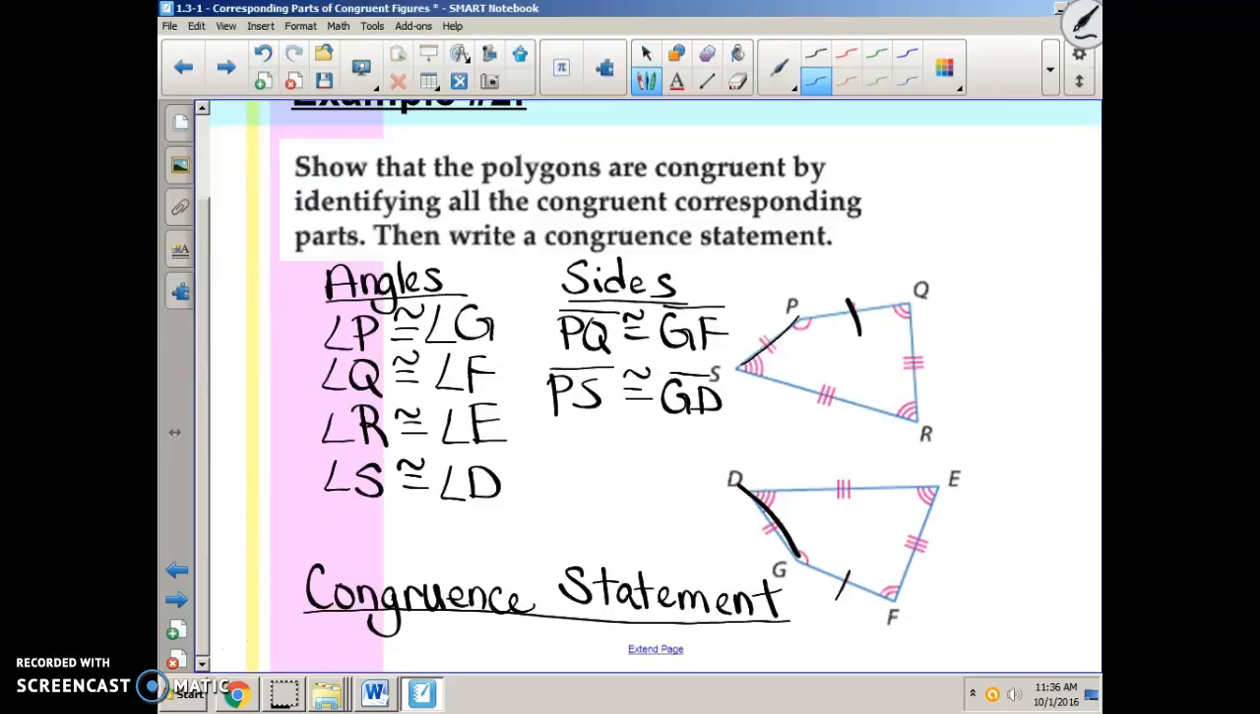And then, where are we at now? SR is congruent to DE. And if you put yours backwards, let's say you put RS is congruent to ED, that's okay. It's the same exact thing. It's all good. As long as you got the same sides as I do, you're doing okay. And then the last one, we have RQ. Let's see if we did it right. Hopefully I did. RQ is congruent to EF.